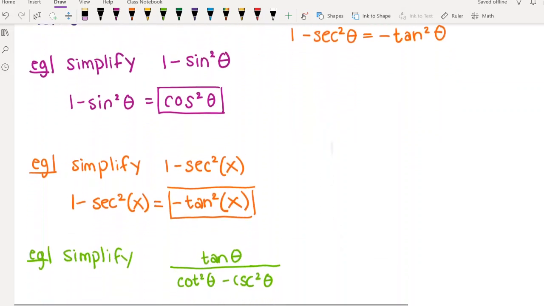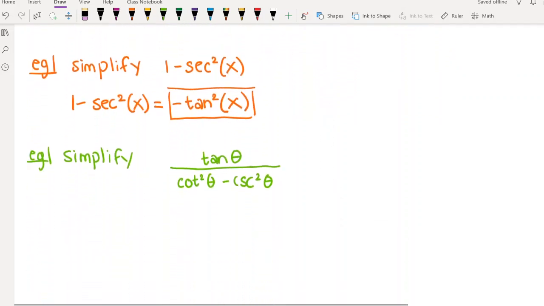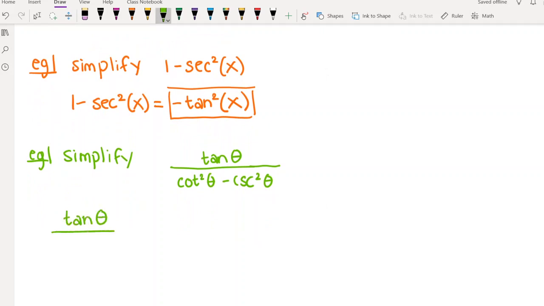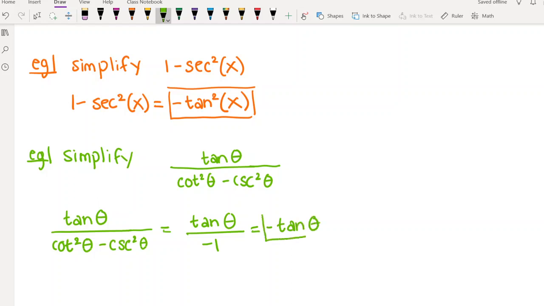So now that tells us that we can replace the denominator of this one with negative 1. So we have tangent of theta over cotangent squared of theta minus cosecant squared of theta. We just figured out that the denominator is equal to negative 1. And so that tells us that our expression is the same as negative tangent of theta.